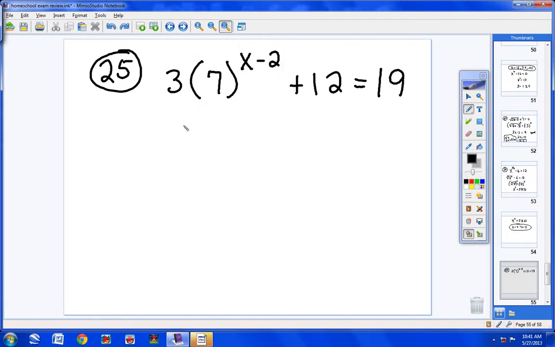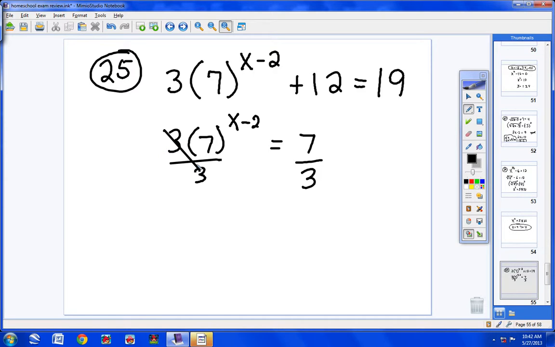So the first thing you do is subtract 12 from both sides. So 3 times 7 to the x minus 2 power equals 7, because I subtracted 12 from both sides. Now, what is the 3 doing to the 7? Multiplying. So I divide both sides by 3 to get rid of that 3, because the opposite of multiply is divide. Now I'm left with 7 to the x minus 2 equals 7/3. Everybody with me so far on this? It's not too bad.